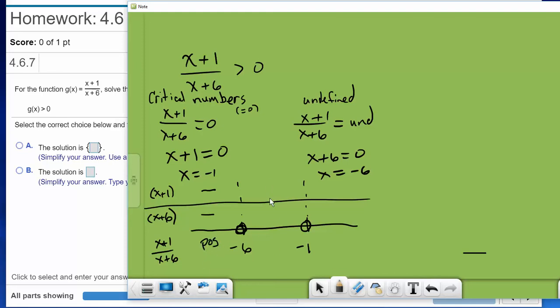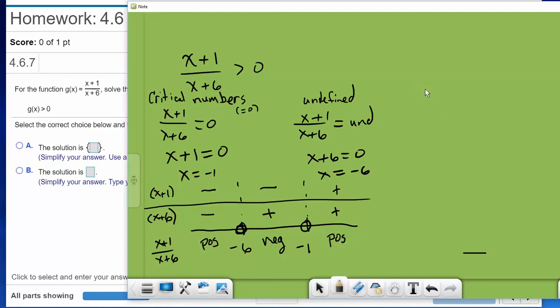Okay, now look at the middle one. Say I pick -5. -5 plus 1 is negative. -5 plus 6 is positive. Negative divided by a positive for the bottom here. Negative divided by positive is negative. And then the last interval, let's pick 0. 0 plus 1 is positive. 0 plus 6 is positive. Positive divided by a positive is positive.